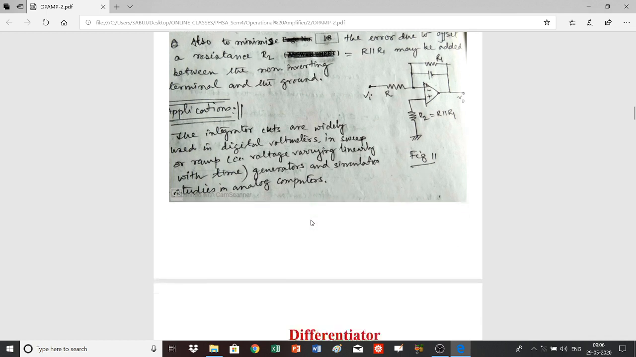Now come to the applications of this type of amplifier. Integrator circuits are widely used in digital voltmeters. Not only that, they are also routinely applied in sweep or ramp generators. What are sweep and ramp generators? They are generators in which the voltage varies linearly with time. Also this type of amplifier is widely used in simulation studies in analog computers.